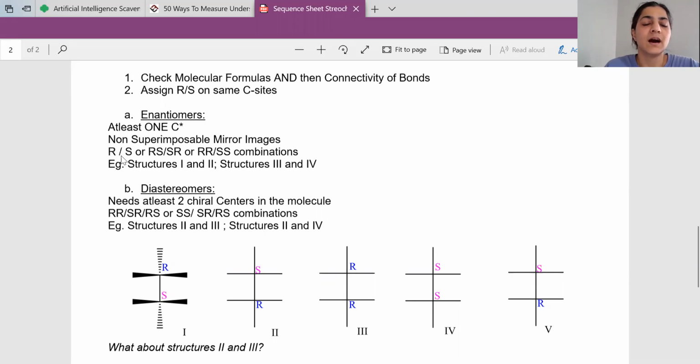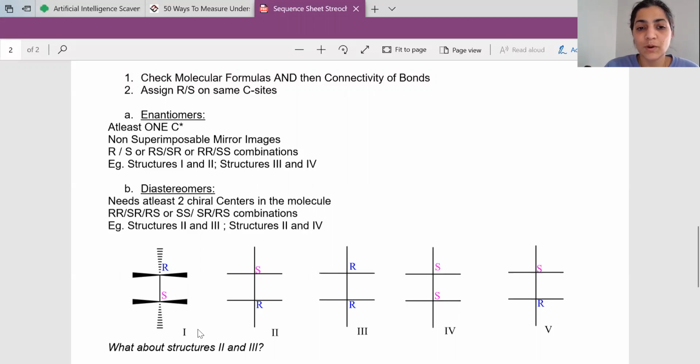They can exist in an RS combination, or if you have 2 chiral carbon sites, for example, in this structure, make sure that you first label each chiral site and then you name the configuration accordingly. If you have a chiral site of R and another chiral site of S, this particular structure's enantiomer should have exactly the same compound with the same connectivities, but at these 2 carbon sites, you should have exactly opposite configurations.